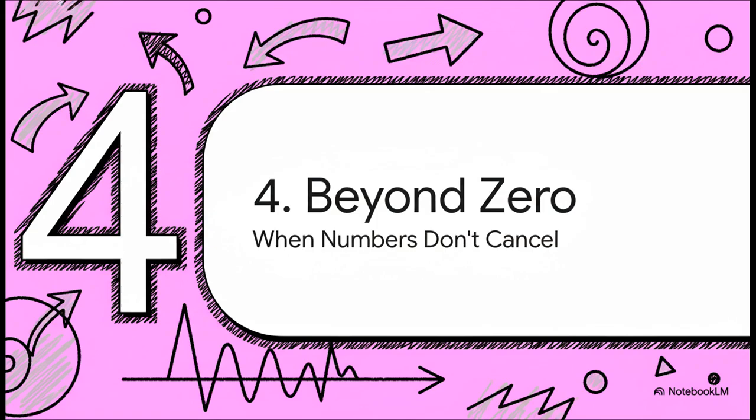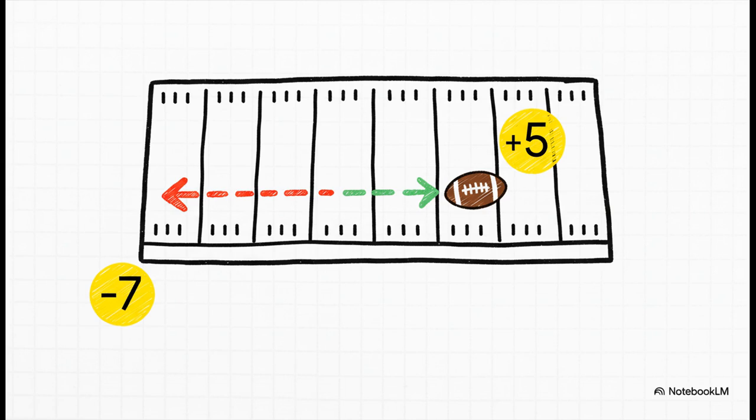Okay, so we've established that perfect opposites cancel each other out. That's great. But you know, life isn't always so neat and tidy. What happens when the numbers aren't a perfect match? Let's see if our zero pair logic holds up with a new problem. Let's take a football example. Imagine a team gets a great play. They gain 5 yards. That's our positive 5. But on the very next play, they get hit hard and pushed back 7 yards. That's our negative 7. So the question is, what's the result of 5 plus negative 7?